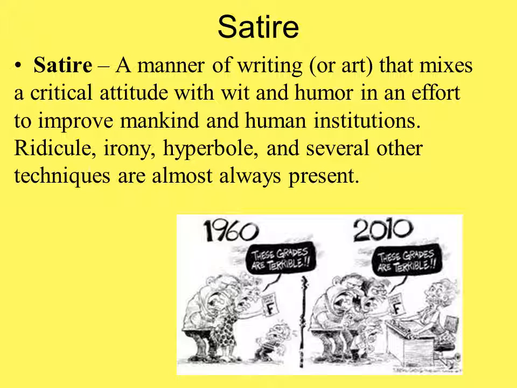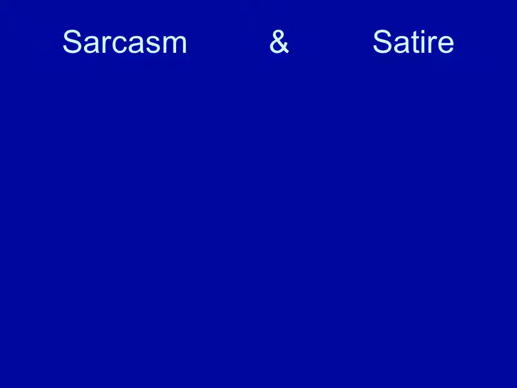Satire is a manner of writing or art that mixes critical attitude with wit and humor. It has an intention, though. The intention is an effort to improve humankind and human institutions. It's to try to prompt some type of reform by pointing out the absurdities. I think the cartoon is a form of satire. What's its message? So sarcasm and satire both have an intent.